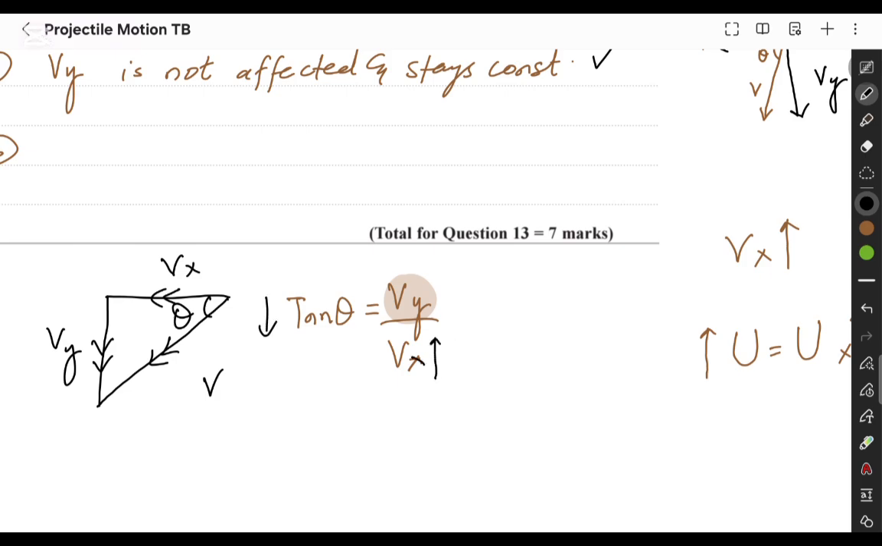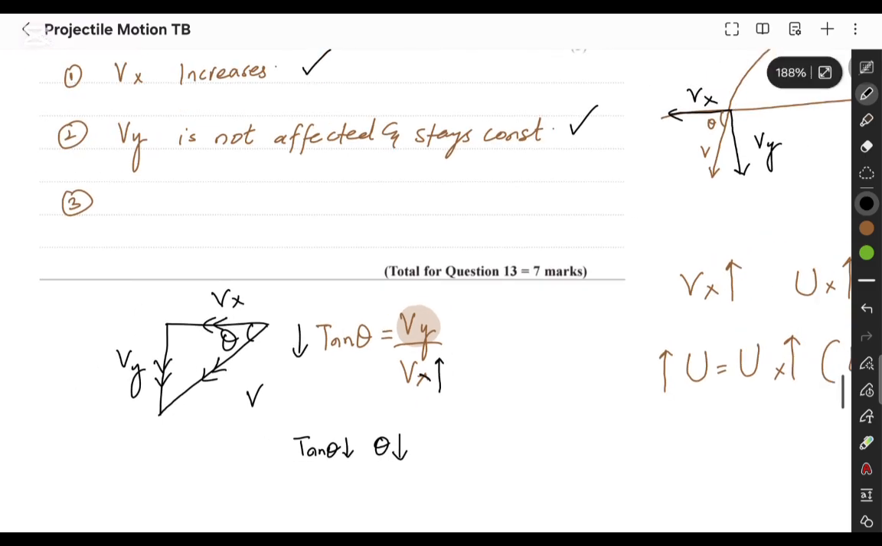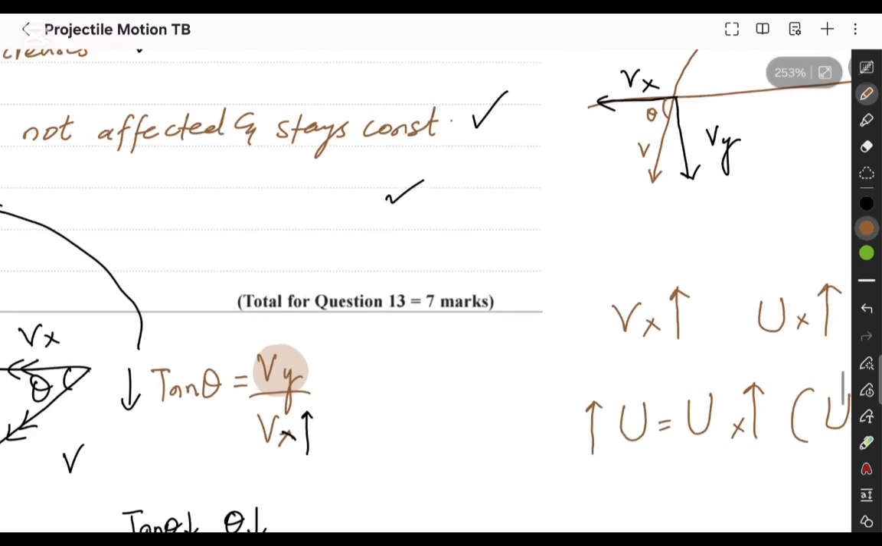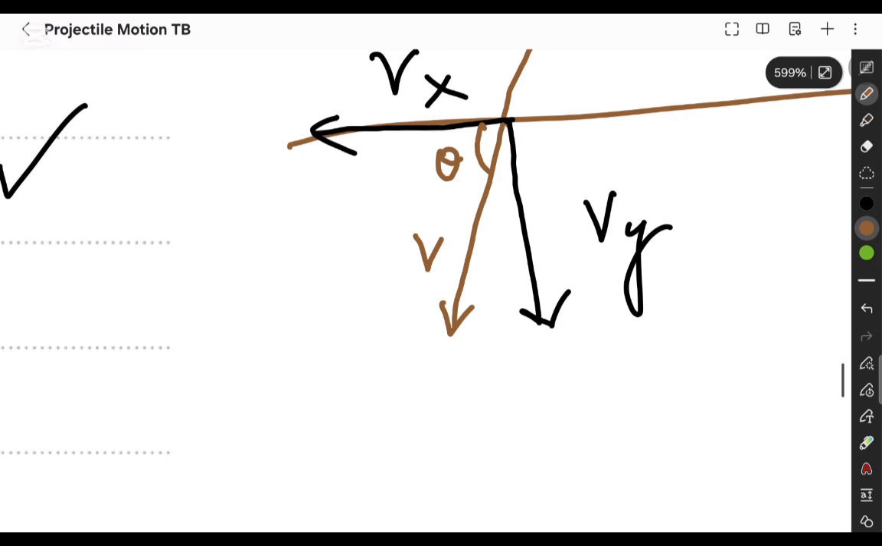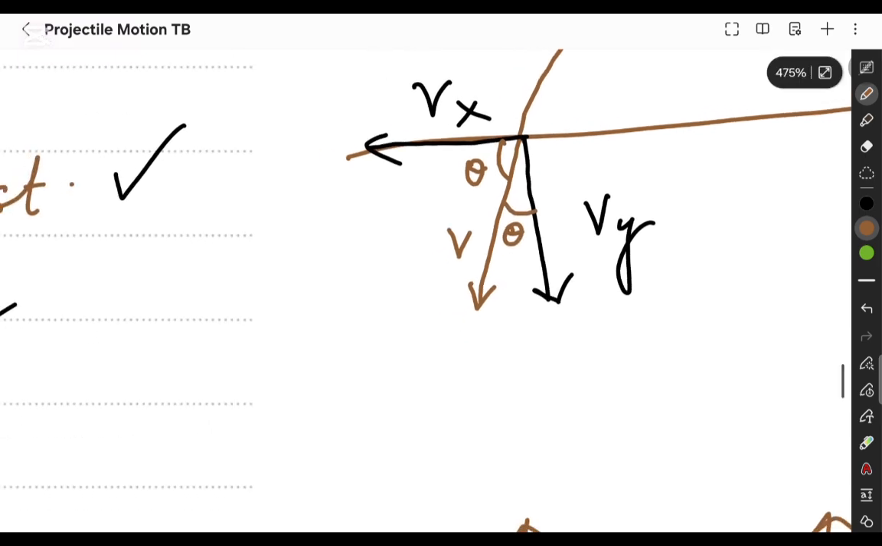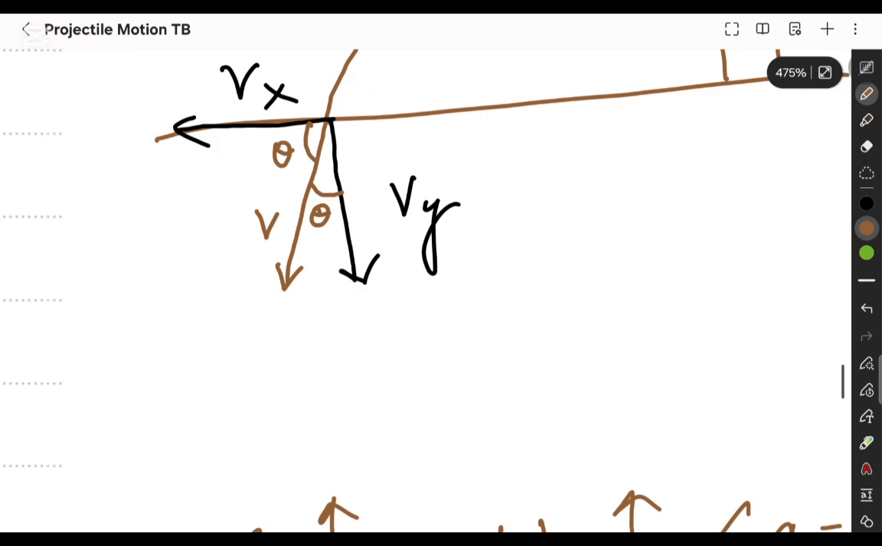Okay? Now, since our Vy is constant, what we can say is that if Vx is increasing, then tan theta should decrease. And if tan theta is decreasing, then theta should decrease. Okay? So that's basically your last mark. That's the third mark basically. Now some students can also take this angle. Okay, it really depends. Whichever you go with, your answer will change, and both are acceptable.